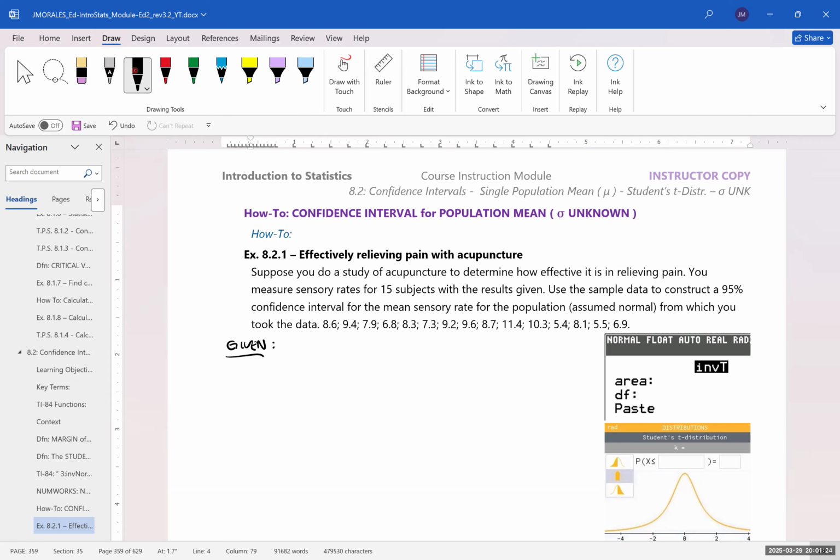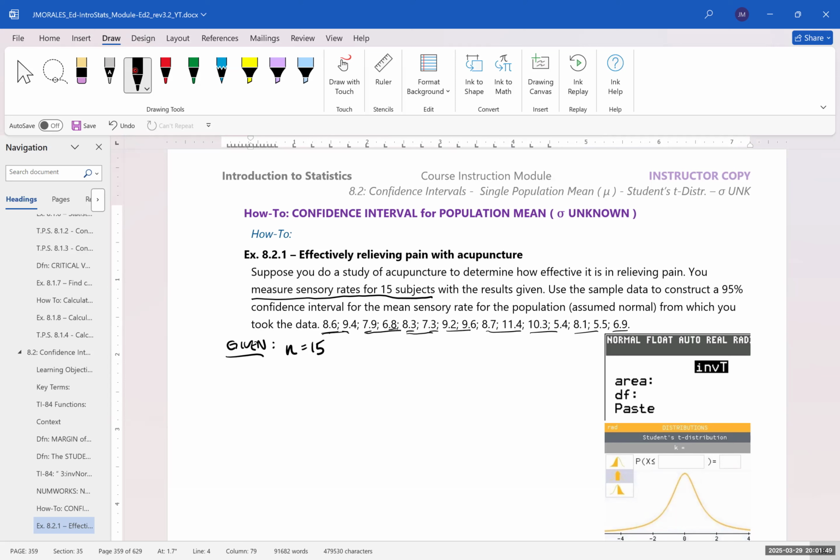Okay, so you measure sensory rates for 15 subjects. So we know our sample size is 15. Now, if we weren't given this, we could have just counted the number of datums we have here. Let's make sure I got this right. So we got 2, 4, 6, 8, 10, 12, 14, 15. Okay, we got 15 datums here.